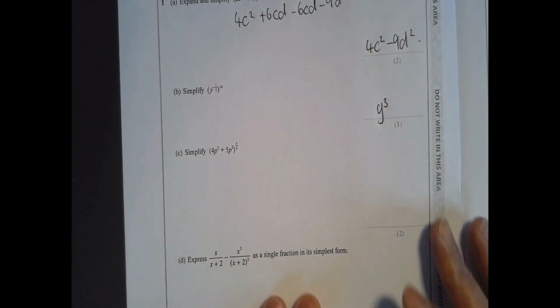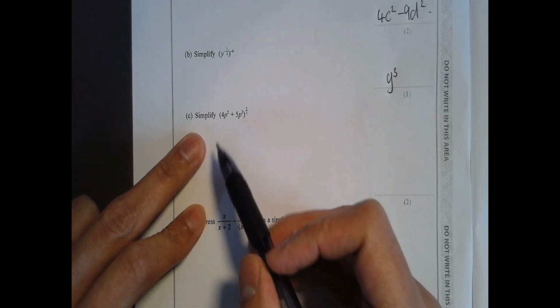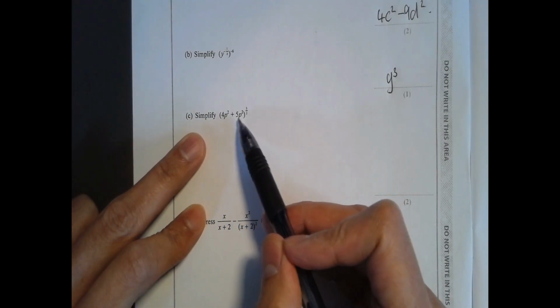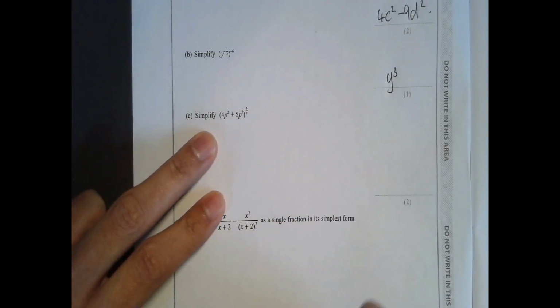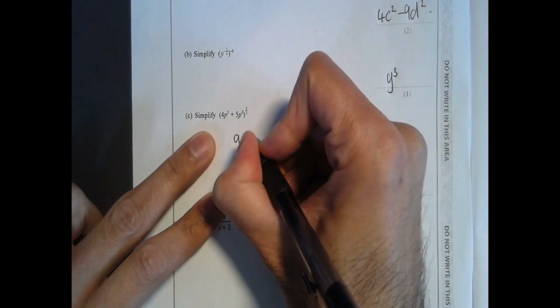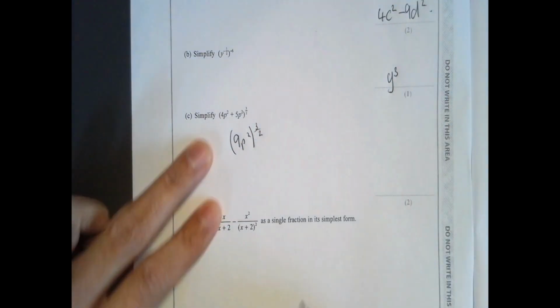Okay, this next one over here, we're going to simplify this expression. So first of all, I've spotted that I can do 4p squared add 5p squared, because that's going to give me 9p squared. So I'm going to rewrite this as 9p squared, and then I'm going to take that to the power of 3 halves.